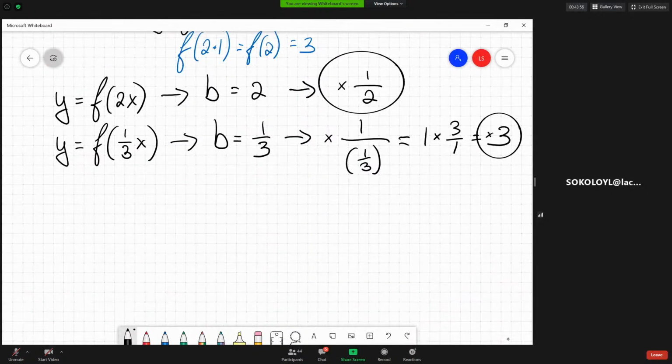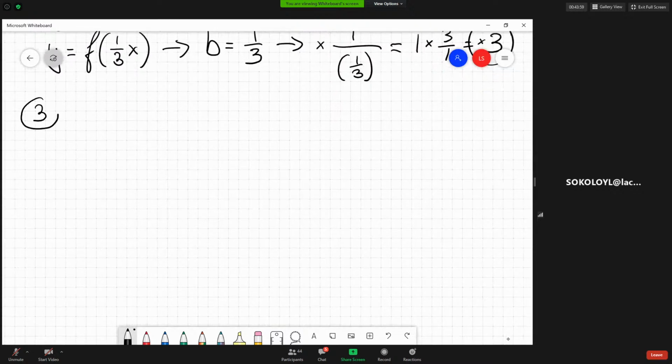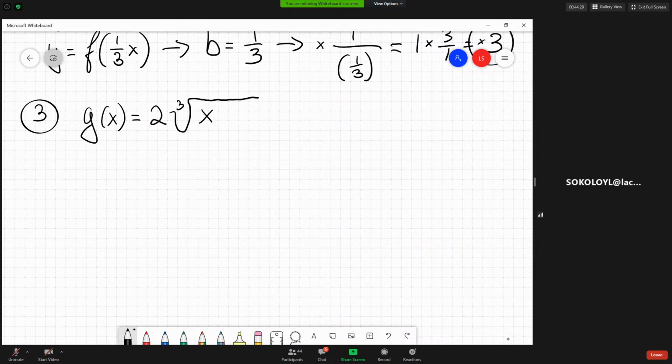So number 3, we will graph, let's call it g of x equals, so we've done absolute value, we've done square root, let's do a cube root. So we will have 2 times cube root of x plus 1, minus, or let's do plus 3. So this will be our function.